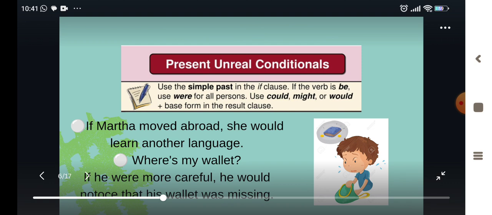Present unreal conditionals use the simple past in the if clause. If the verb is be, use were for all persons. Use could, might, or would plus base form in the result clause. Let's look at some examples to understand better. If Martha moved abroad, she would learn another language. Where's my wallet? If he were more careful, he would notice that his wallet was missing. In this part, in the person of he, we are using were to express the verb be. This is the correct way to express it.